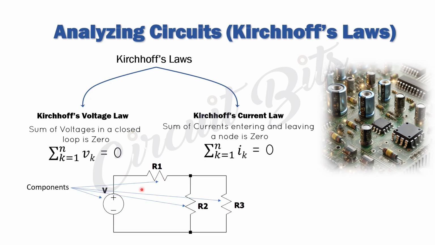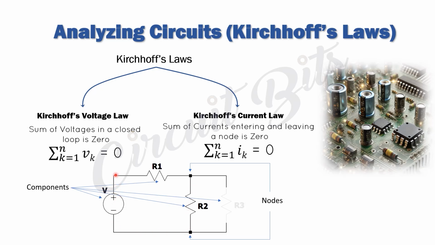So we have a circuit formed by these components. We have 3 resistors and 1 voltage source, and then we have these 2 points as nodes. If we want to consider Kirchhoff's law here, this is a closed loop. This is also another closed loop. Kirchhoff's voltage law says that the sum of voltages in a closed loop will equal 0.